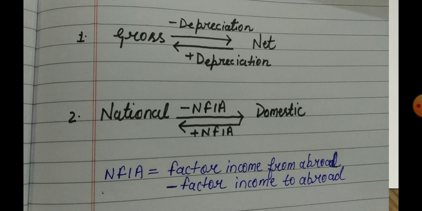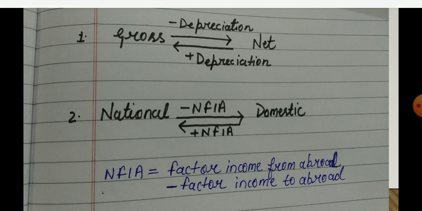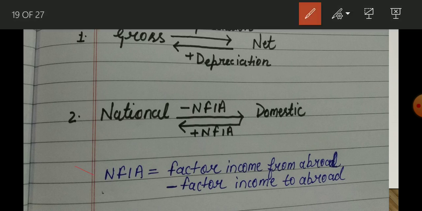And suppose NFIA is not given, then how will you calculate it? With the help of this equation: factor income from abroad minus factor income to abroad. Whatever factor income is earned by our normal residents outside India is included, and normal residents of a foreign country who come to India and earn factor income, that is subtracted. In this way we get the NFIA.